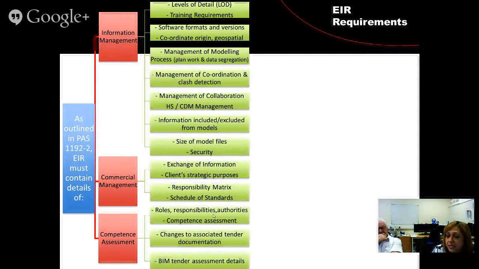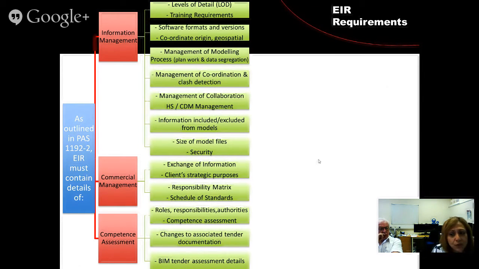The roles and responsibilities of every single party on the project should be identified or asked for by the client. Maybe he wants a project manager from the contractor side who aligns or cooperates with the project manager from the consultant, which is the client representative. Maybe not. Maybe he needs a BIM manager with the designing team. Maybe not. Okay. Competence assessment. So this is another thing written inside the PAS that should be inside the EIR. How does the client expect the competence of the teams to be assessed with regards to BIM? The changes to the associated tender documents, original tender documents, and BIM tender assessment details. All right. So these are the things that are asked for within the PAS.